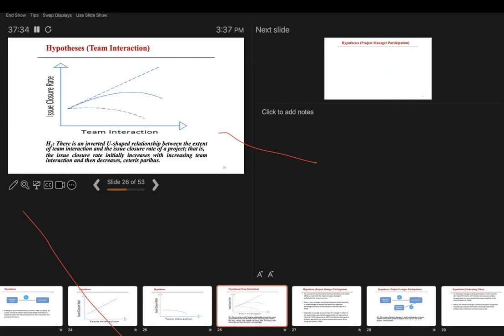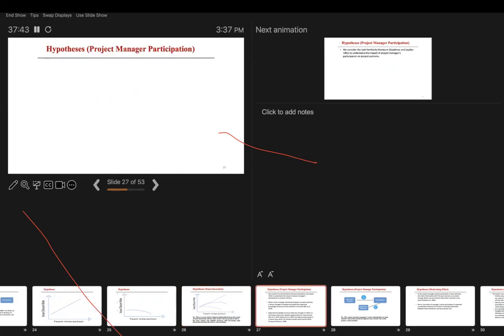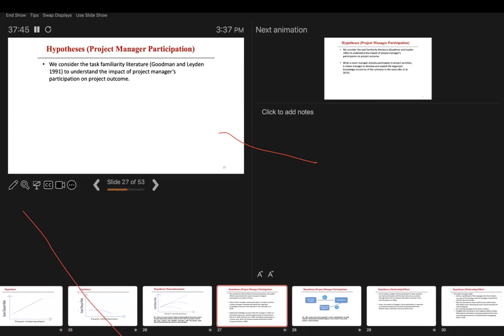So that's the first hypothesis, an inverted U-shaped relationship between our independent variable and dependent variable. That's what we expect. The second hypothesis relates to project managers' active participation in that network.